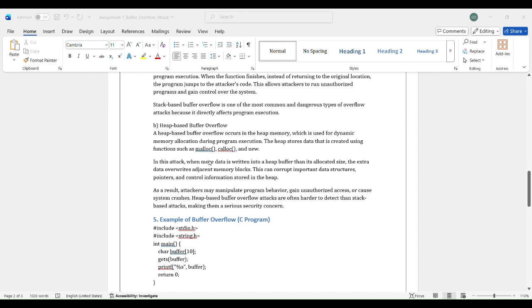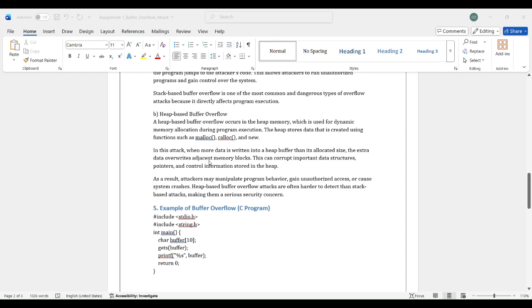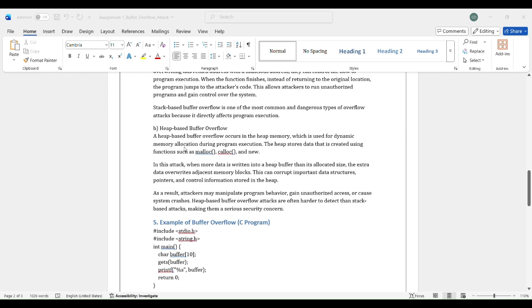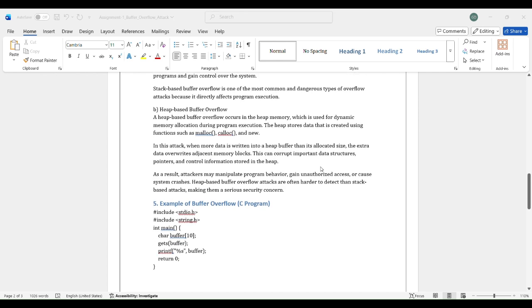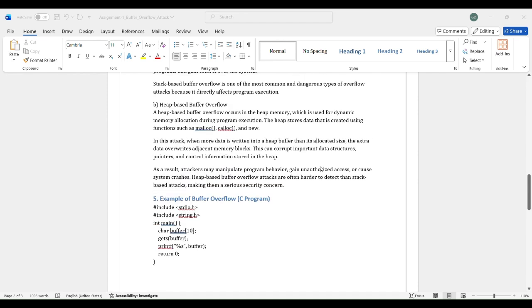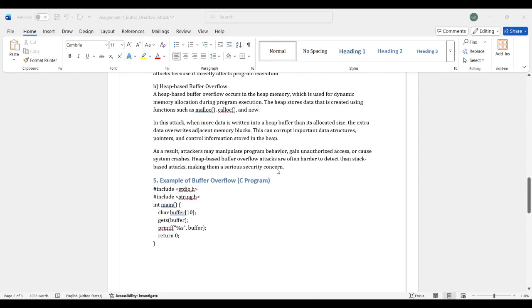5. Example of buffer overflow. C program. #include <stdio.h>. char buffer, gets(buffer), printf, return 0.